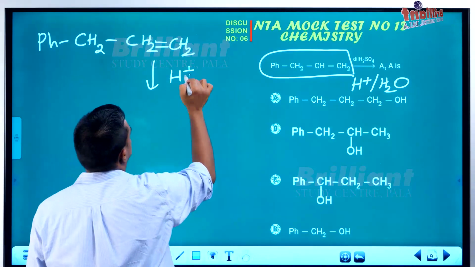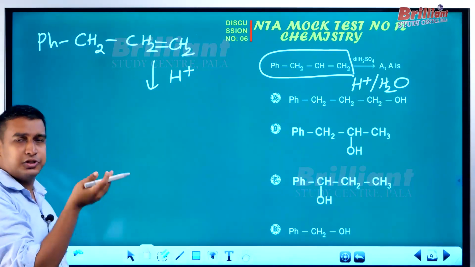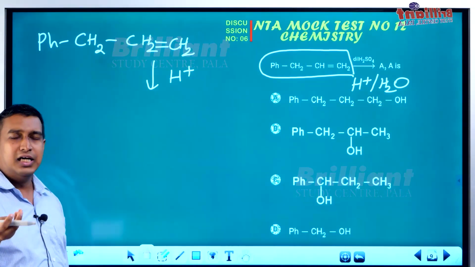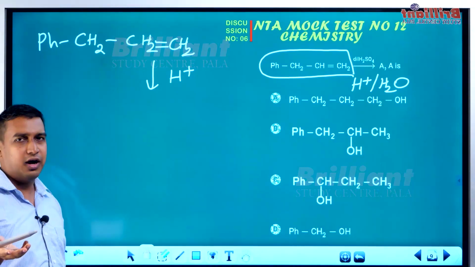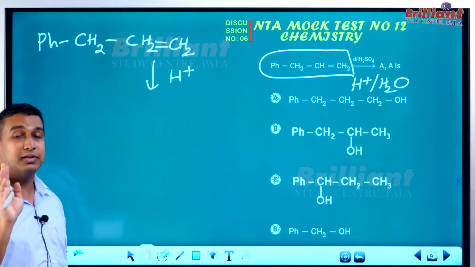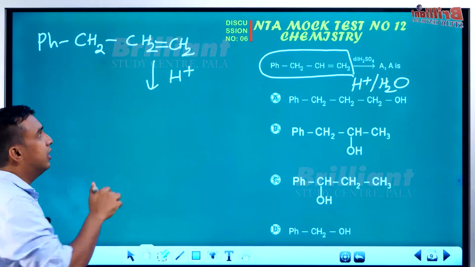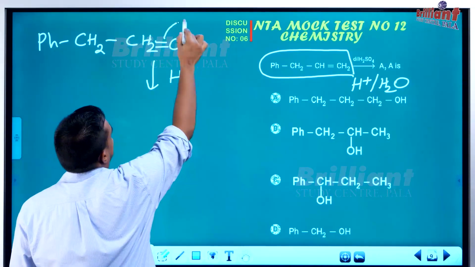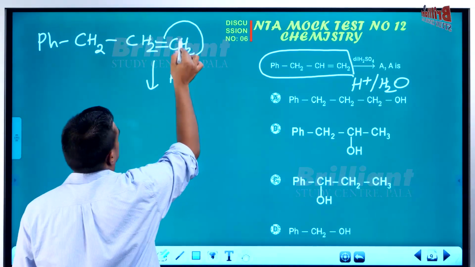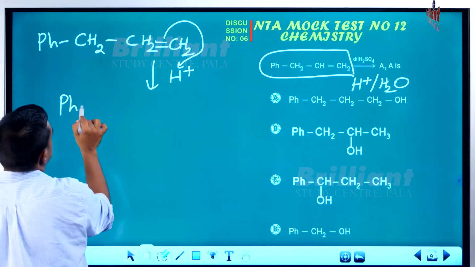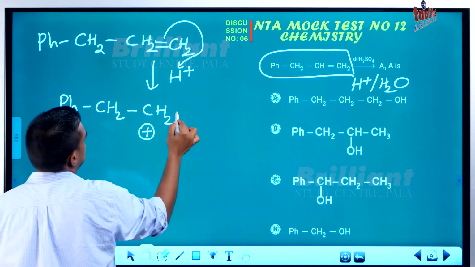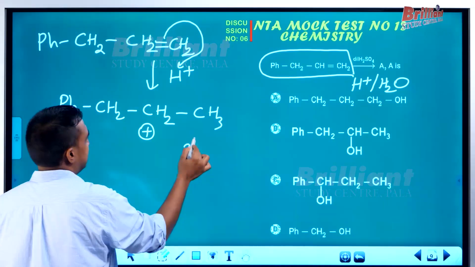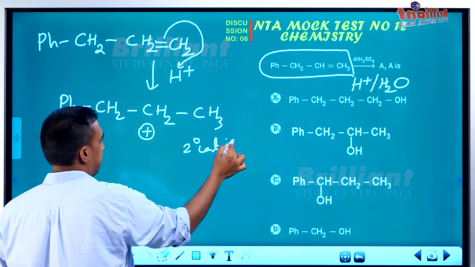When you have H plus, for the addition of H plus to an alkene, you will have to go with Markovnikov's addition. H plus will add to the carbon that contains more hydrogens. But the idea is to get the more stable cation. This H plus will add to this particular carbon because it has more hydrogens. So I will get Ph, CH2, CH2, CH plus, CH3. This is a secondary cation, no problem.